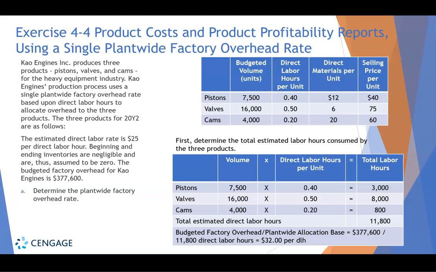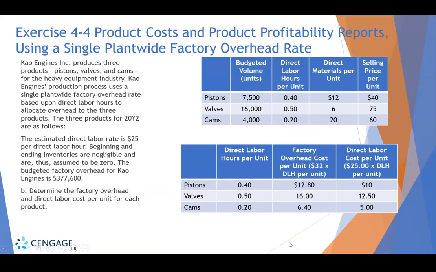In order to determine this, we need to figure out how many labor hours we're estimating. Pistons, 7,500 at 0.4, that gives us 3,000 labor hours for pistons. For valves, 16,000 at 0.5, which is 8,000 labor hours. And then the cams are just 0.2, so 800 labor hours. So we total those to estimate 11,800 estimated direct labor hours. We take the factory overhead of $377,600 that we allocate, divide that by the estimated labor hours to give us $32 in overhead per direct labor hour.